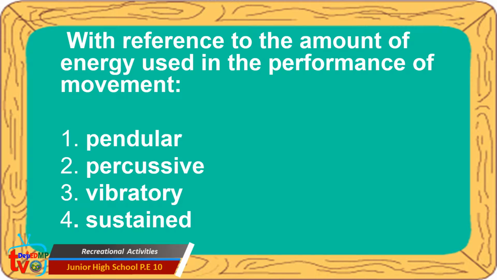With reference to the amount of energy used in the performance of movement, we have the pendular. Examples of this are swinging and swaying. Number 2, percussive: strong, big, abrupt, and striking movements. And the vibratory: a series of rapid and quickly executed small percussive movements. And the fourth one is the sustained: movement with no preparation, beginning, and unnoticeable end.